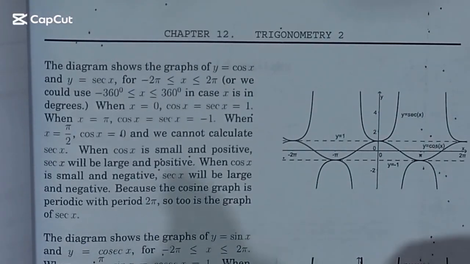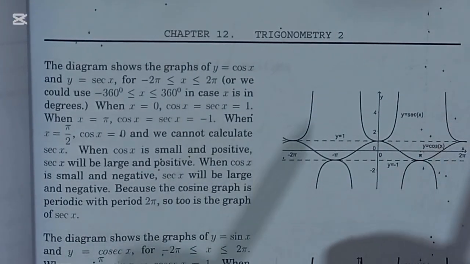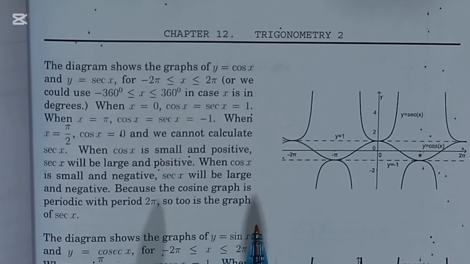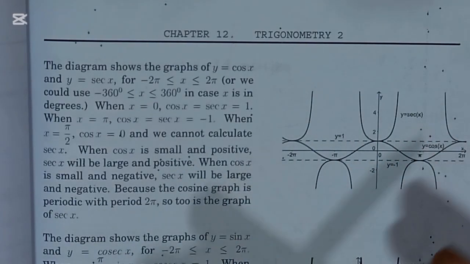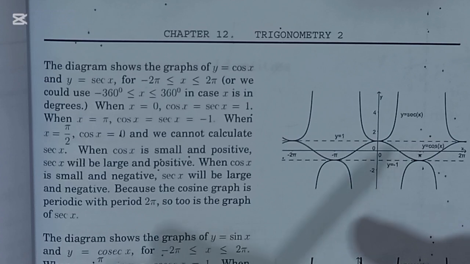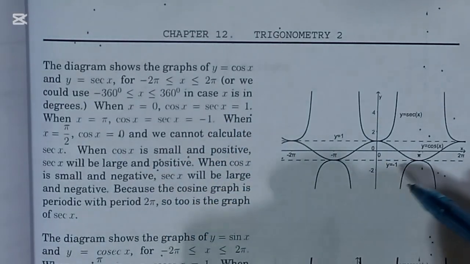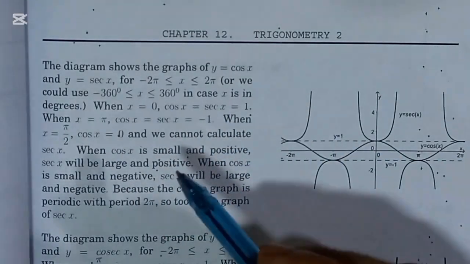Good morning, students. Today we are going to read the graphs of sin x, cos x, tan x, and their reciprocals: sin's reciprocal is cosecant, cos's reciprocal is secant, and tan's reciprocal is cotangent. So the first graph that we are going to read is of sin x and cos x.